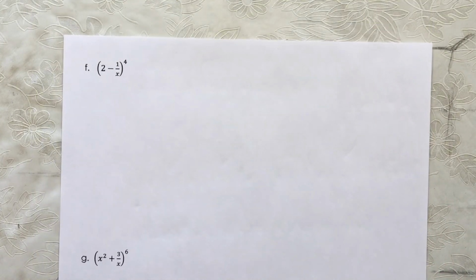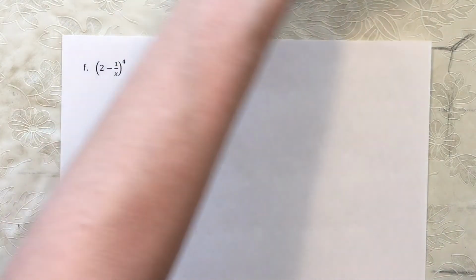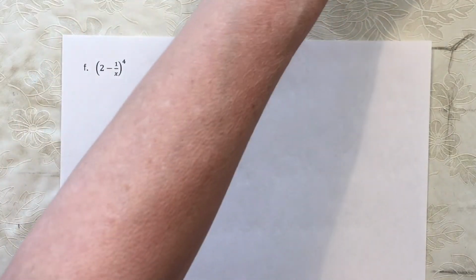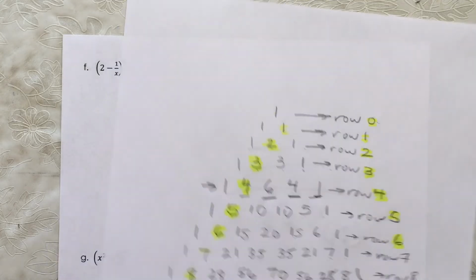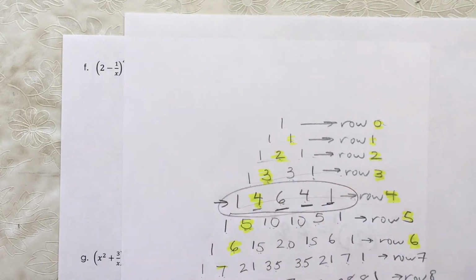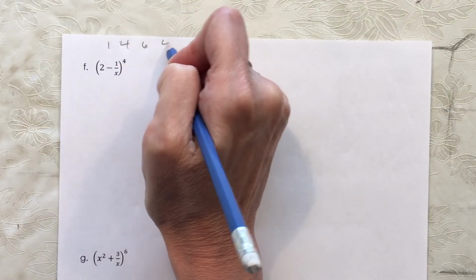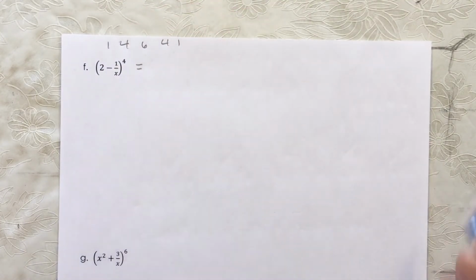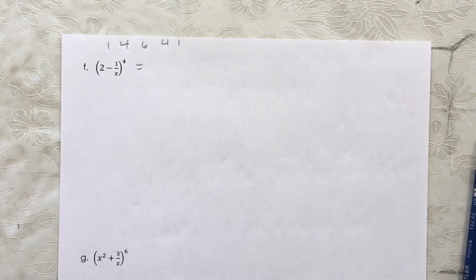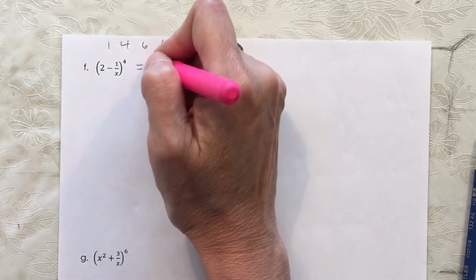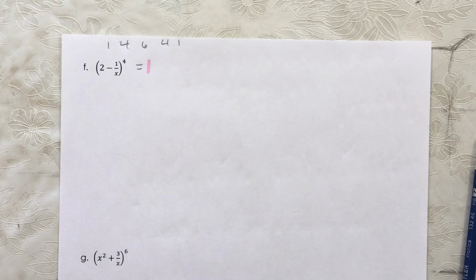Okay, F. So we need the 4th row of Pascal's triangle, which I can get from where I drew it out. So here's my 4th row, 1, 4, 6, 4, 1. So I'll write that above here. So we're going to start off then with our 1 from Pascal's, the 4th row of Pascal's triangle.